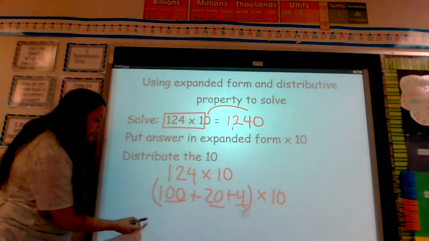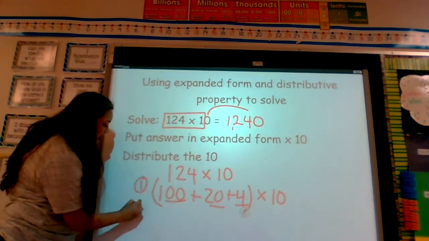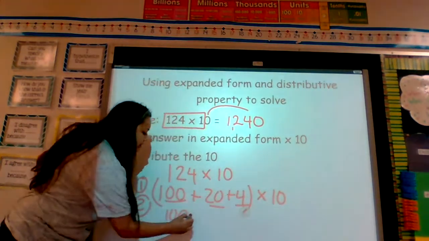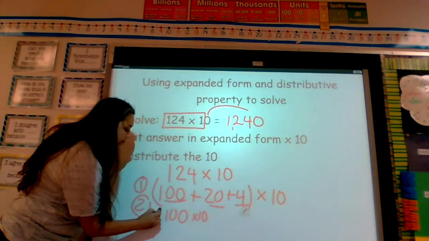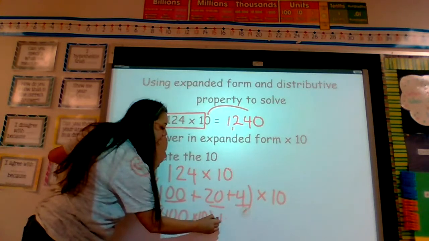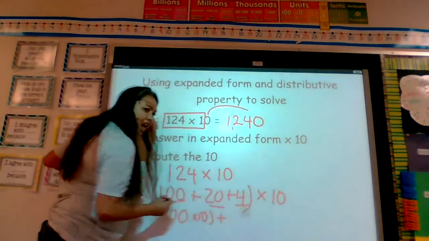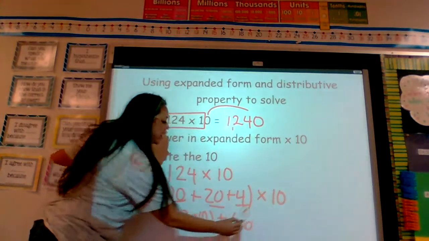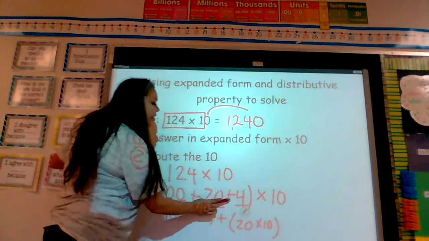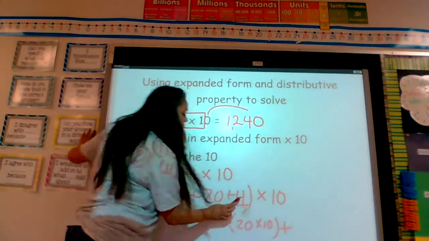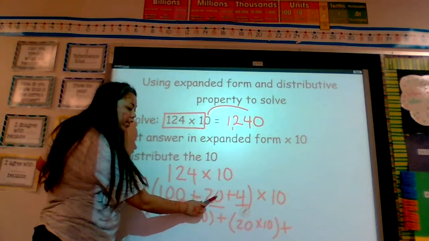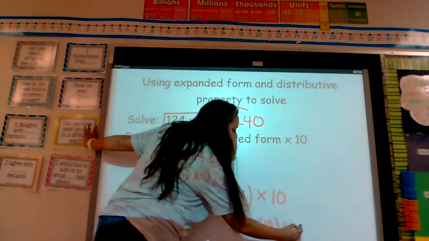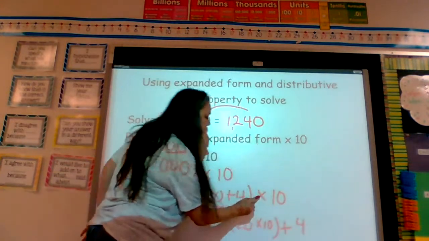So here's the first step, here's that second step. I'm going to take 100, and I'm going to give it a 10. So times 10, okay? And I'm going to put that in parentheses, plus, now I've got my 20, and I'm going to give it a 10. I don't want to leave any individual number out. Then I'm going to take a 4 plus, and I'm going to give it a 10. So all three of my numbers here each got a 10. So then that's 4, and I'm going to give it a times 10.